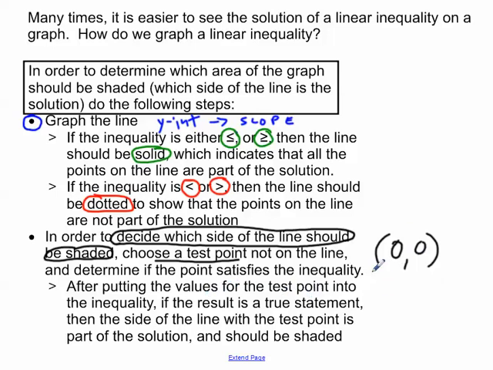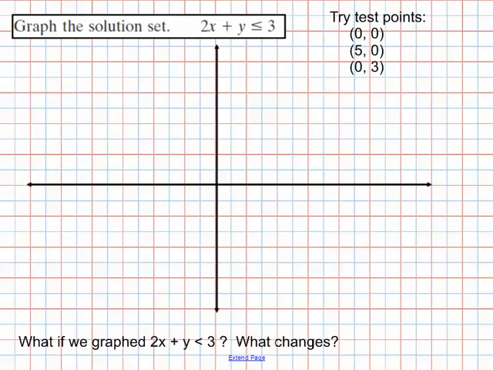So if we put that test point into our inequality and we come up with a true statement, then 0, 0 should be a part of our shaded area. And the side of the line with the test point is part of the solution. So if the result of our inequality is a true statement, in other words, 5 is less than 10, then we include that test point as part of our solution to our inequality. All right, so let's go to an example and see if that makes things clearer.